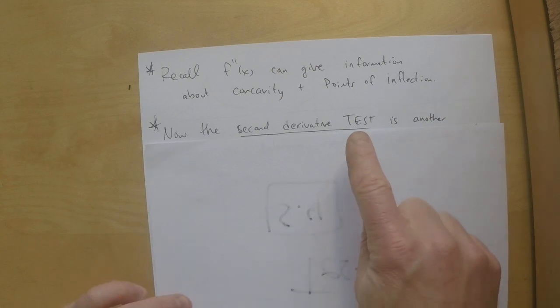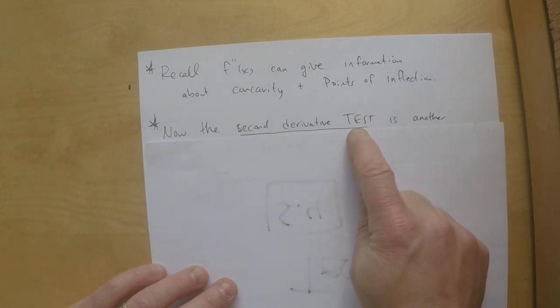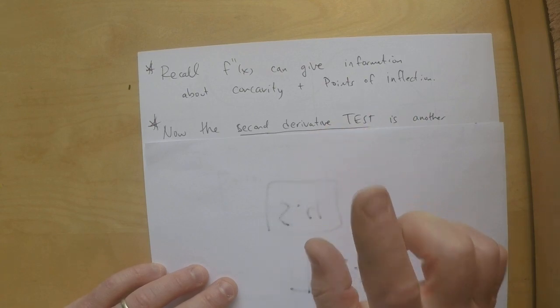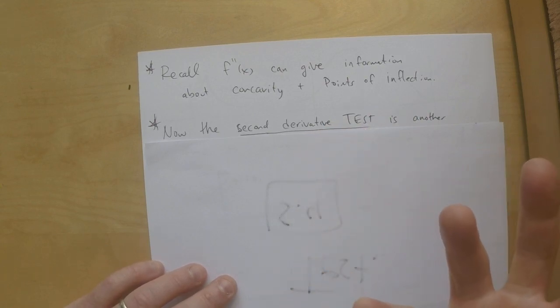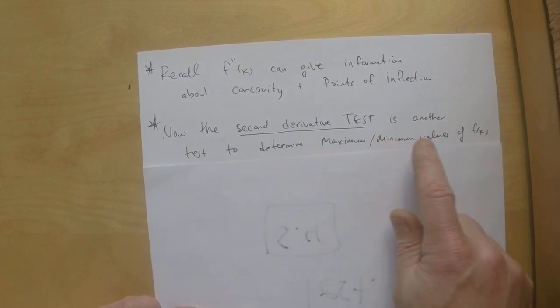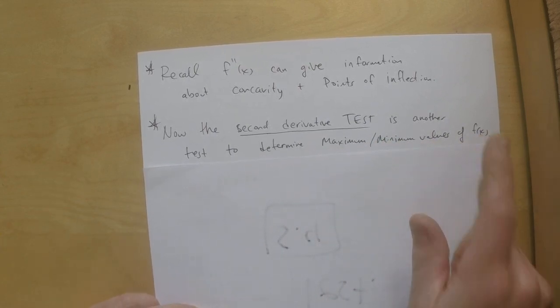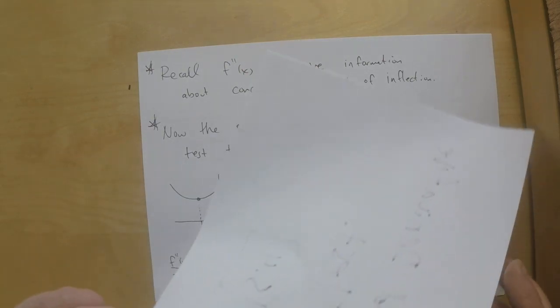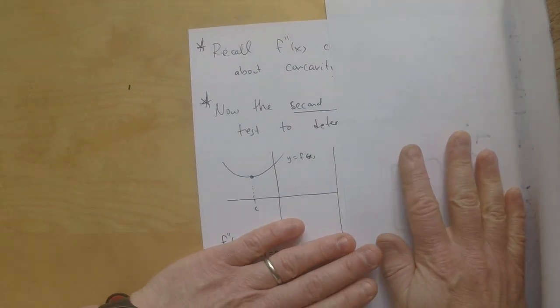The second derivative test, though, does something that we already can do. So I find today a little redundant, but it's nice to know it, just an extra tool in your tool belt. It's another test to determine maximum and minimum values of f of x. So here's the theory behind this.